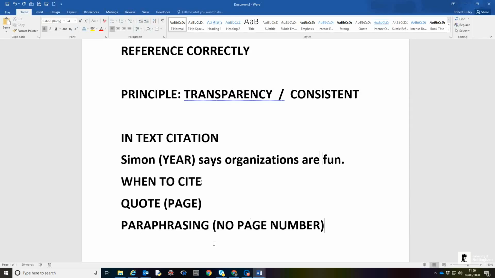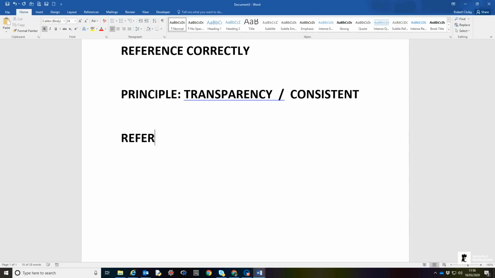One of the reasons the year is so important is because books are often published multiple times in different years, and the page numbers can actually change. So I could go to the wrong copy and not find a quote. Okay? So that's in-text citations. The next thing is a references list.